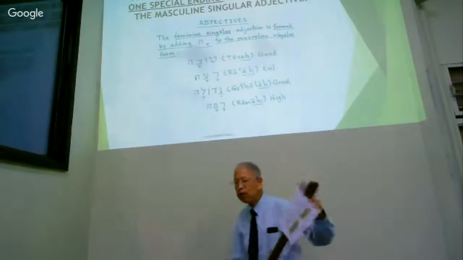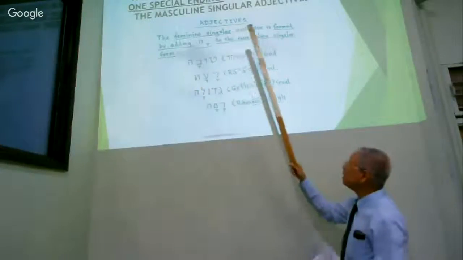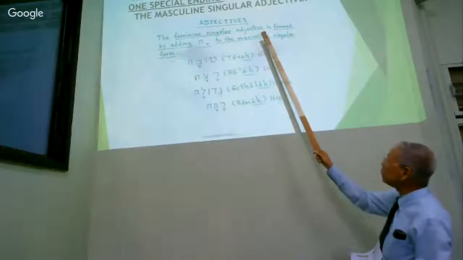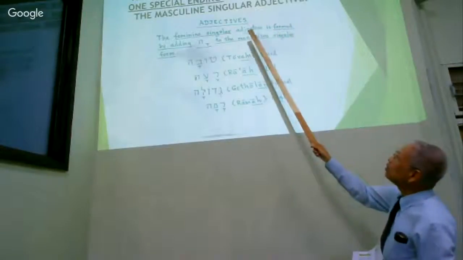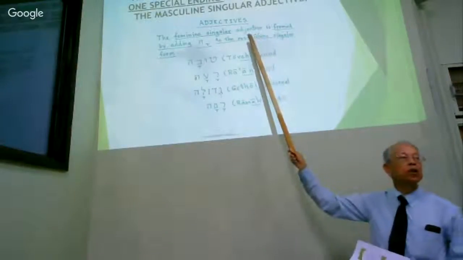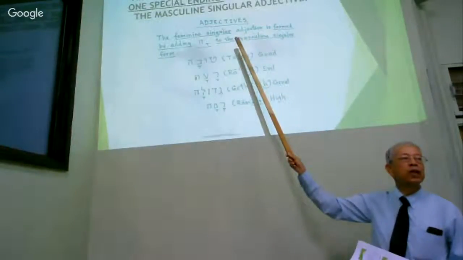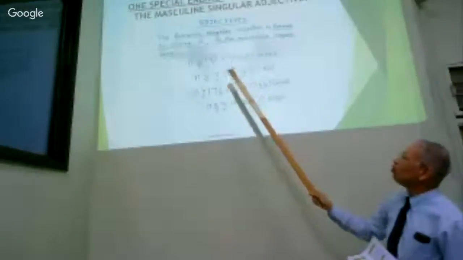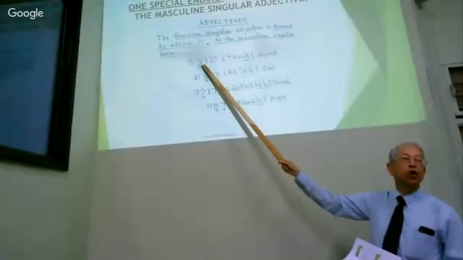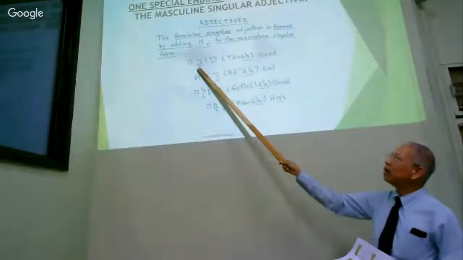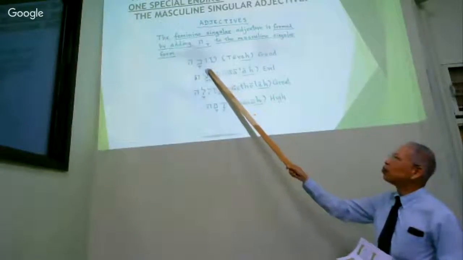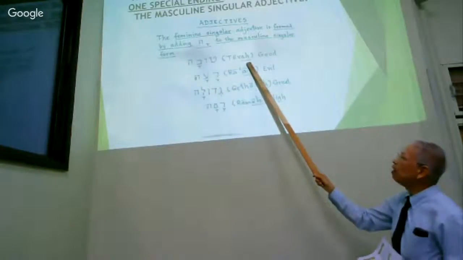Okay, let's move on. The feminine singular adjective has one special ending, which is added to the masculine singular adjective. Sounds similar to the feminine singular noun. So, tov is the masculine singular for good. You add kamatz and heh to tov, and it gives you tovah. Tovah means good.